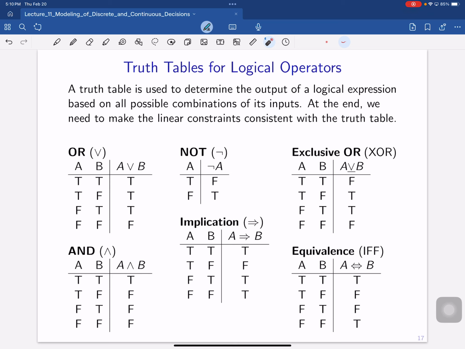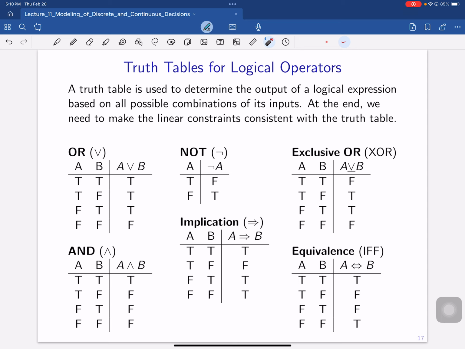And that should be distinguished from something called exclusive OR. Exclusive OR means if both A and B are true, then A exclusive OR B will be false. They cannot both be true. And if one of them is true and the other false, then A exclusive OR B will be true. Okay.